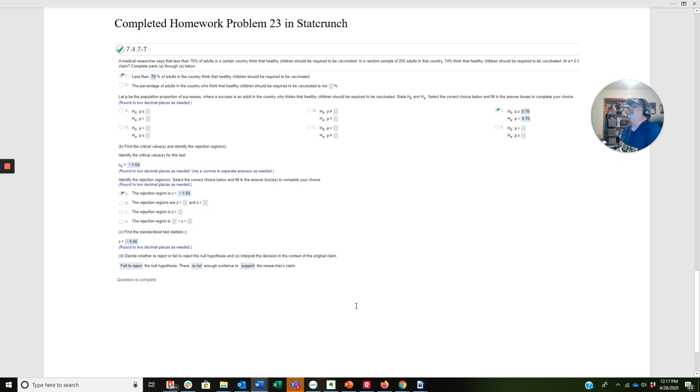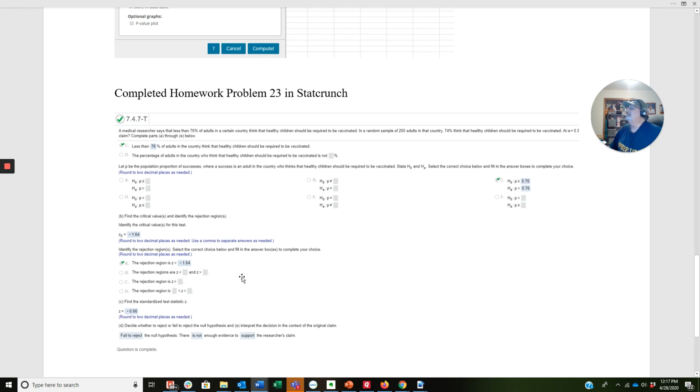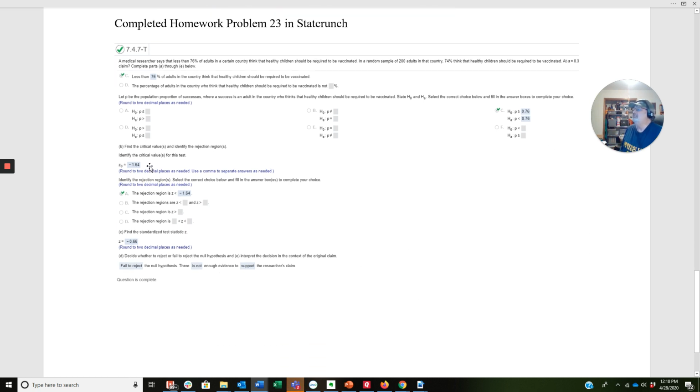The first part: let p be the proportion. Less than 76% of adults in the country think that healthy children should be required to be vaccinated. So that was the claim. When we put that in for our claim, we get p greater than or equal to 0.76 and p less than 0.76, this choice out here. We showed how to find the critical value of negative 1.64, the rounded value, using the normal calculator in StatCrunch.